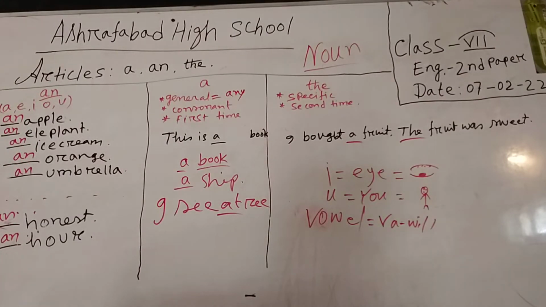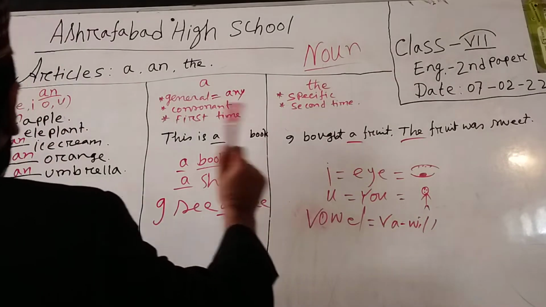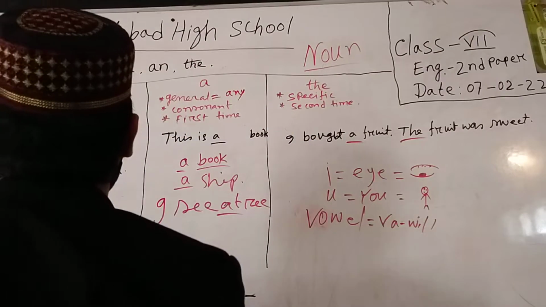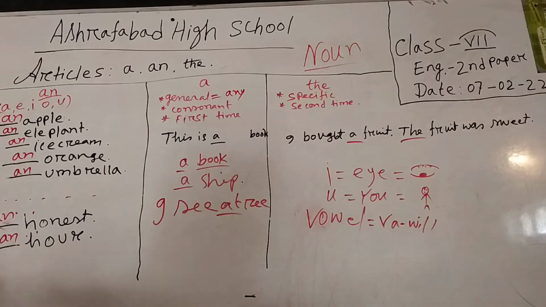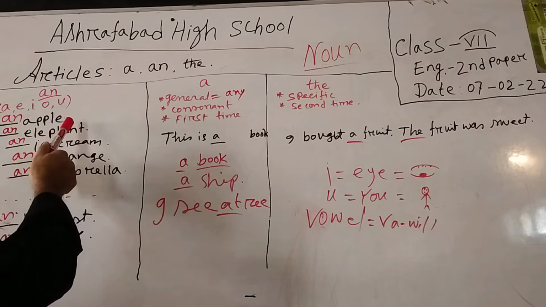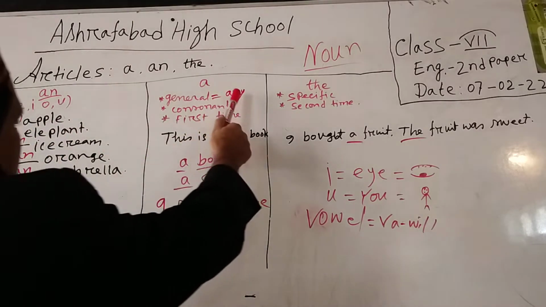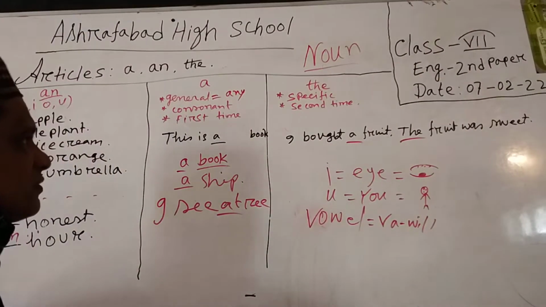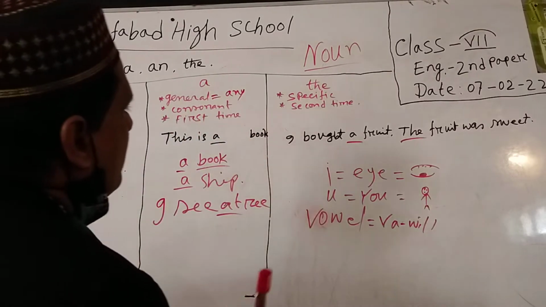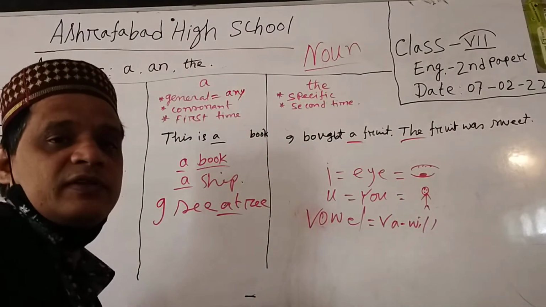Dear learners, you have enjoyed the class, and the articles are A, An and The. An is used before nouns beginning with vowels. A is used before a word beginning with a consonant, and for general and first-time things. And The is used for a specific thing, and when you think of it for the second time.